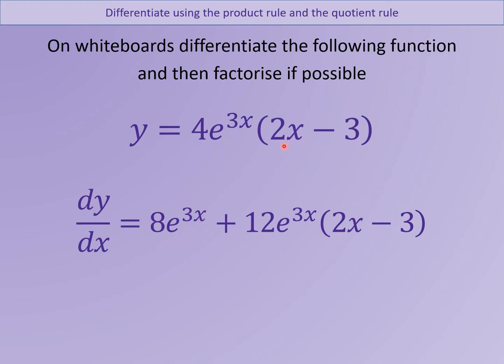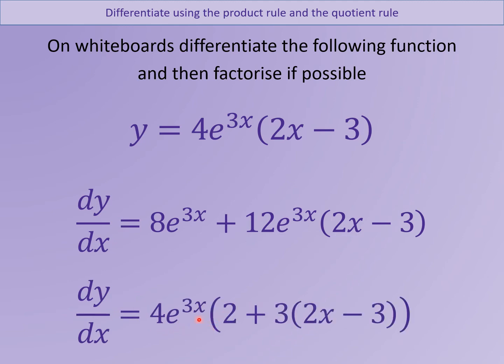And then the second function just here is one where you leave that alone and you differentiate this one. What's the differentiation of 4e to 3x? 12e to 3x. So well done if you managed to get that. And even better, if you haven't factorised it, pause it now. Even better if you manage to factorise it, pulling out the 4e to the 3x, because that's the common factor with both of those, gets you 2 plus 3 lots of 2x minus 3.